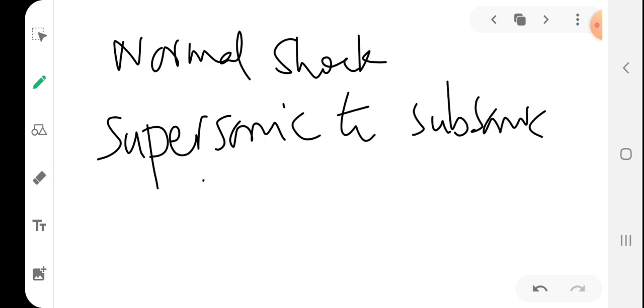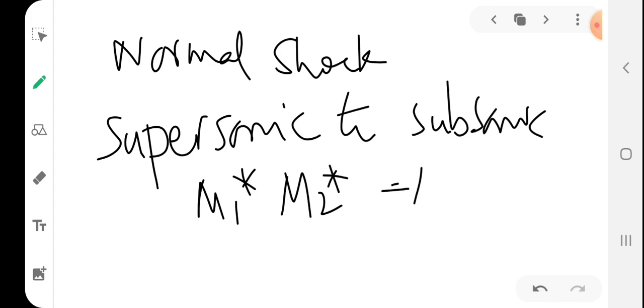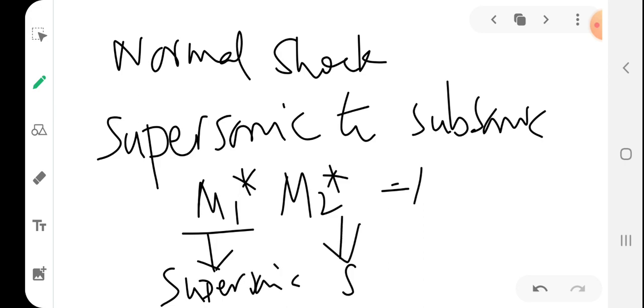So M1 star into M2 star should be equal to 1 means M1 star should represent supersonic flow. The value of M1 star should be of supersonic, and the value of M2 star should be of subsonic.